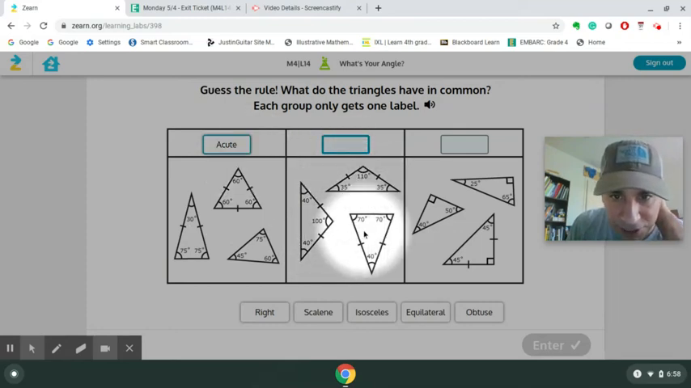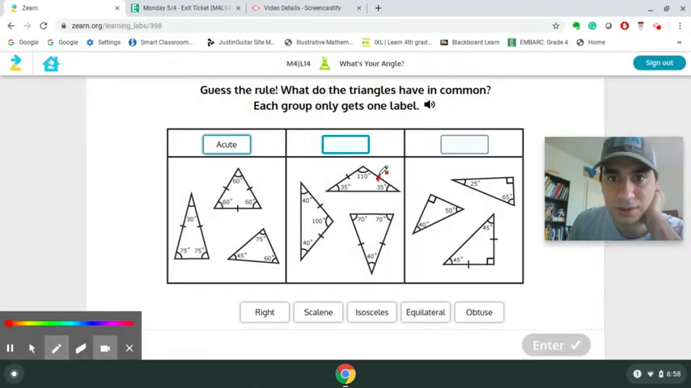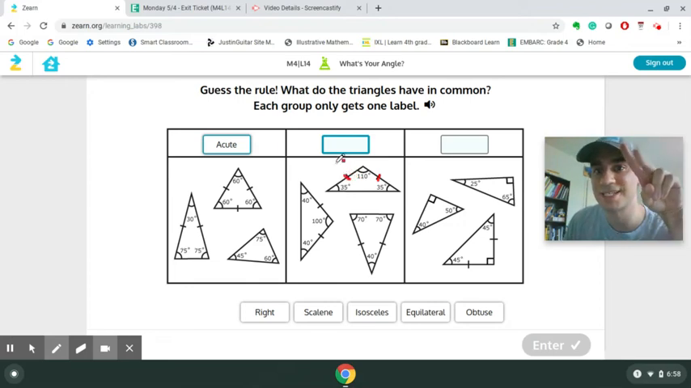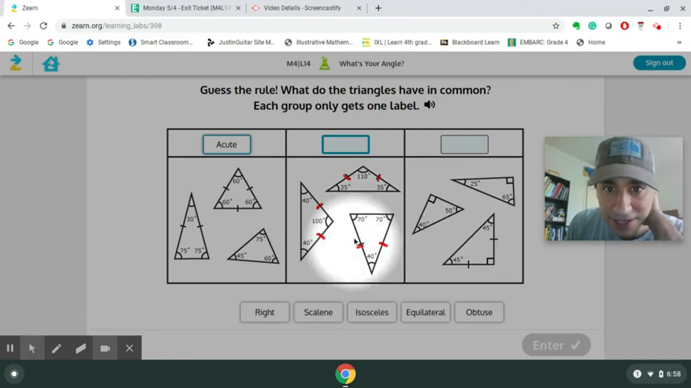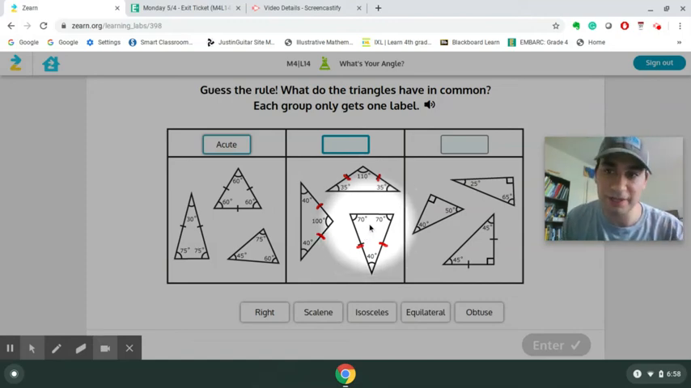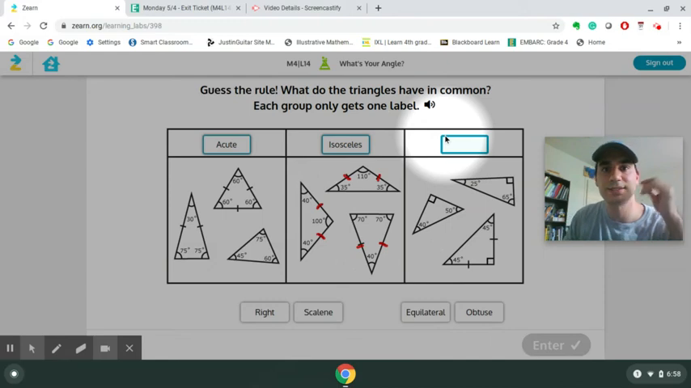Let's look at our next category. Let's pay close attention. I see some obtuse, but this one doesn't have it. Okay, oh, I see something. This triangle has two tick marks. That means two sides are equal. It's isosceles. Same with this. Isosceles, and same with this. Three isosceles triangles. Now this one here doesn't have any obtuse angles, so they can be classified differently based on angle, but based on side length, they're all isosceles.